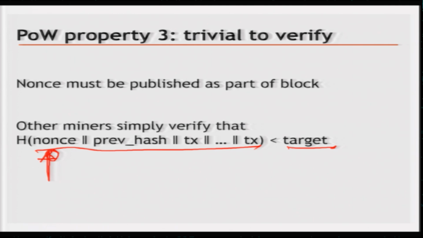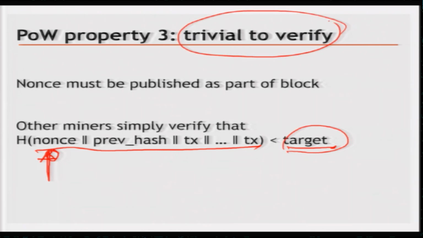So, once you get that, you can very quickly compute a single hash. See, the guy who did the mining has computed probably millions of hashes in order to reach that particular nonce. But if you are just verifying, then you have the nonce, you just plug it in and you see whether this is below the target, and that is why it's trivial to verify.